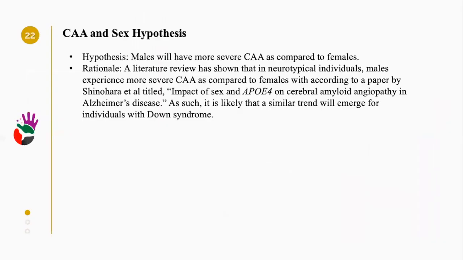Finally, we looked at CAA versus sex, and we said that males would have more severe CAA as compared to females. The reason for that was there isn't really a conclusive answer to this particular hypothesis out there. A lot of papers contradict each other, but we decided to go with this paper by Shinohara et al., which suggested that males experience more severe CAA as compared to females. And although this was in neurotypical individuals only, we predicted the same thing would happen in individuals with Down syndrome.